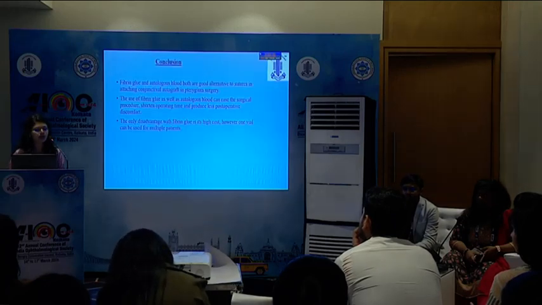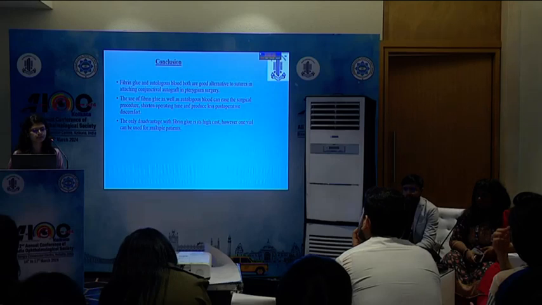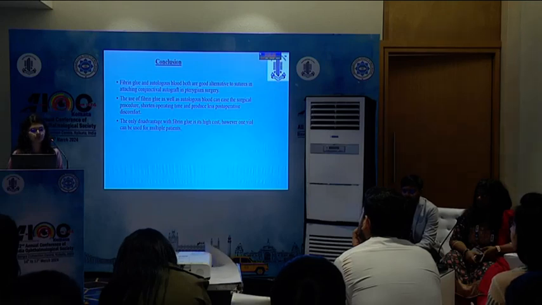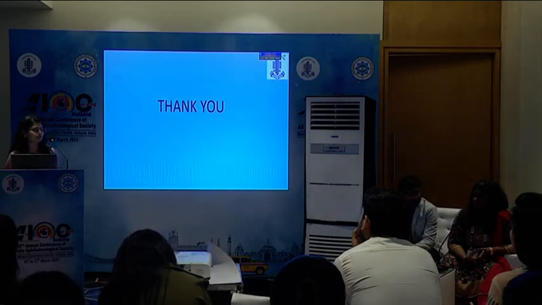So the conclusion is: fibrin glue and autologous blood both are good alternatives to sutures in attaching conjunctival autograft in pterygium surgery. The use of both shortens the operating time and produces less post-operative discomfort. The only disadvantage with fibrin glue is its high cost. However, one vial can be used for multiple patients. Thank you.